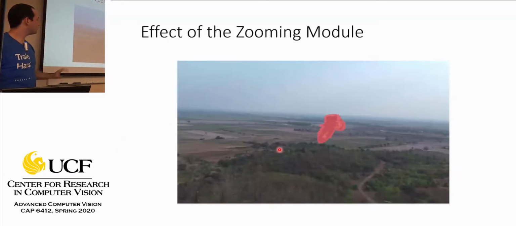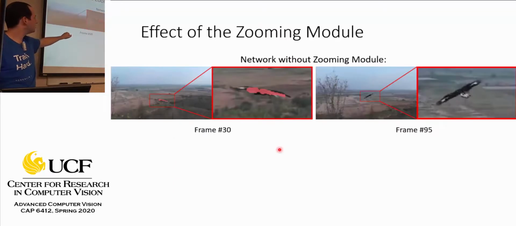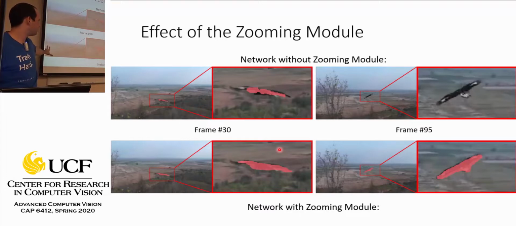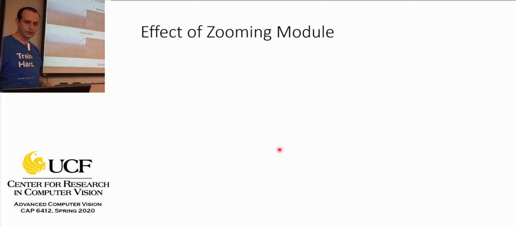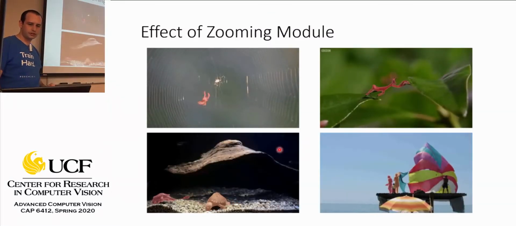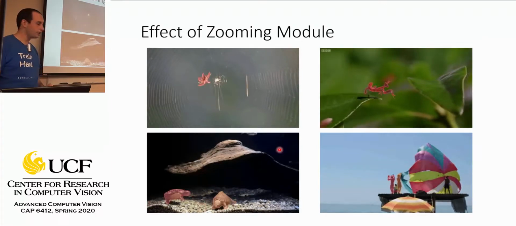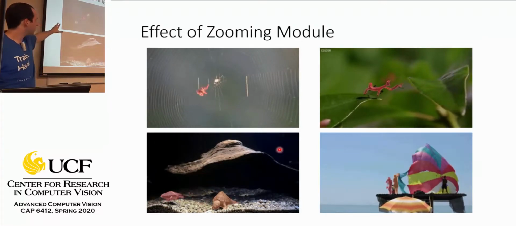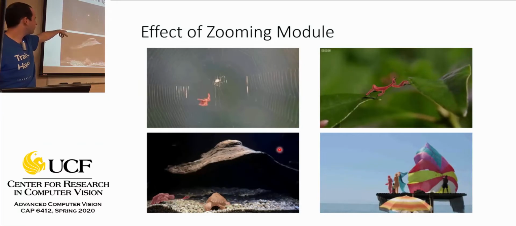And then another example, this eagle or bird. After 30 frames, the segmentation is looking quite rough, and after 95 frames, it's completely lost. But with the zooming module, we see that it's able to successfully segment this bird throughout the entire video. So here are some other examples of small objects being segmented quite well with the zooming module.